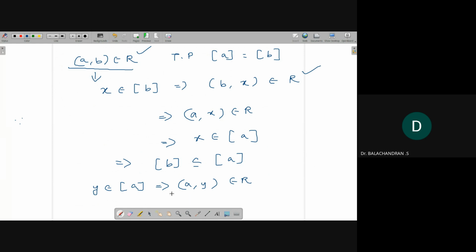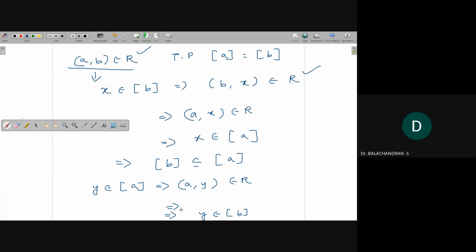Now, already (A, B) in R. So finally, what is the last step? You should think about it like this. Last step should be y in equivalence class of B. So what is the previous step? (B, y) should be in R. So how can I get (B, y) in R? So next you should think: (B, y) in R.